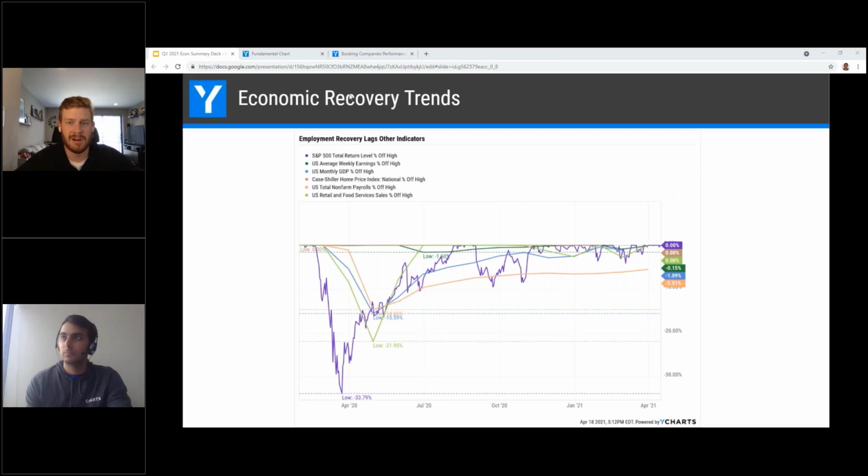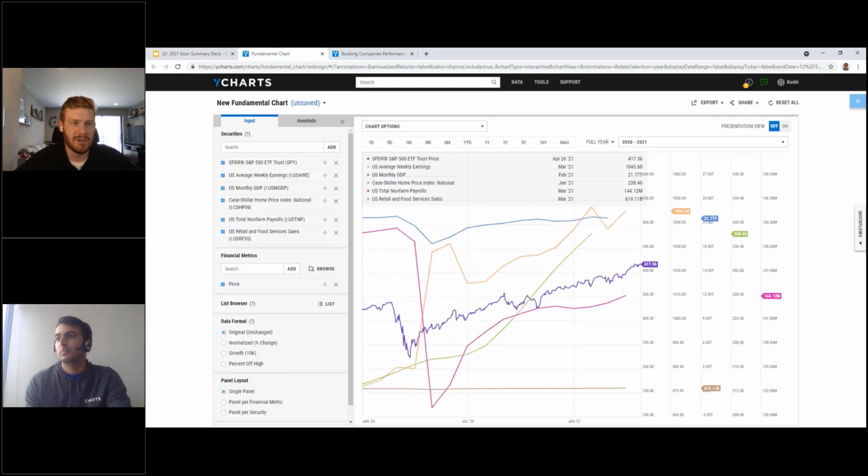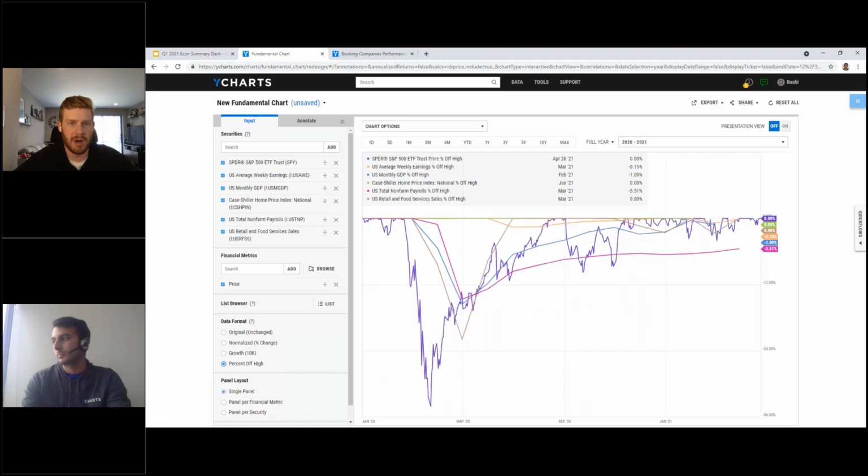Rushi, if you could jump into YCharts, I'd love to show just how to use that percent off high feature and how to recreate that chart we just saw. So this is a chart, and we've already added all of that data that we saw in the slide, but it obviously looks a little messy because we're working with a lot of different y-axes here. But if Rishi clicks under data format, the percent off high feature, this is that drawdown chart that we alluded to, and it puts everything on the same terms, percent off of its most recent high.